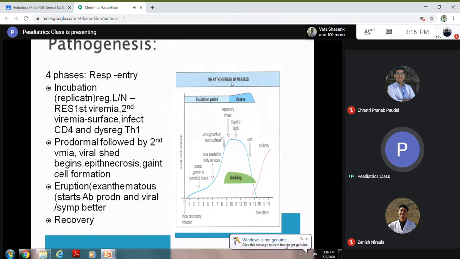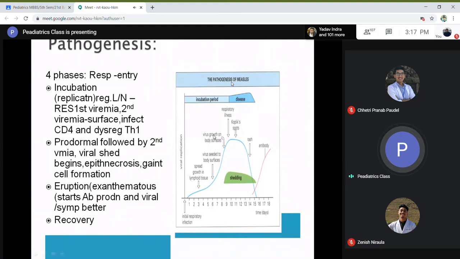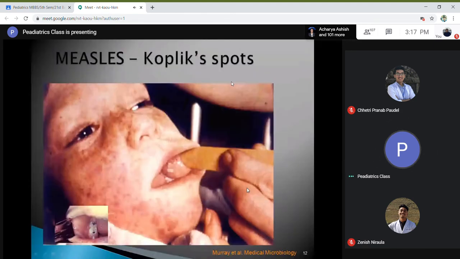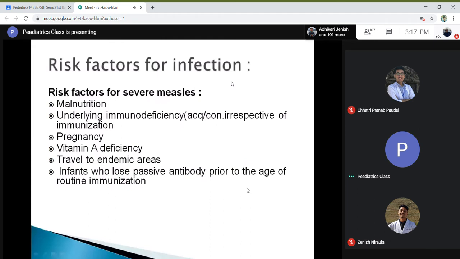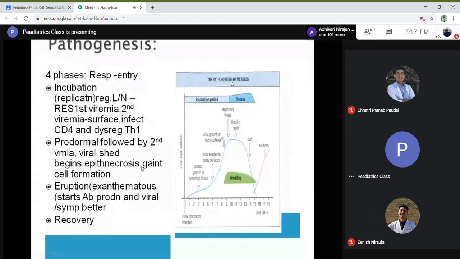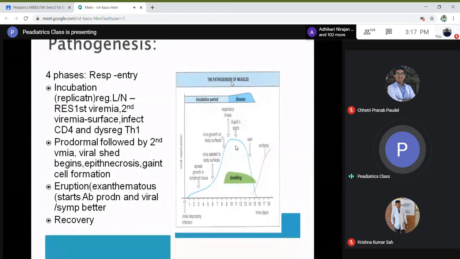Then followed by recovery. The graph also shows a little bit of lymphoid involvement, viral shedding for 6 to 7 days, and then again secondary virus growth in the body surfaces, and shedding comes to your respiratory system, with clinical signs like the cough, coryza, all this. Now the Koplik spots, I'm going to deal with later on. There are some Koplik spots, and then the rashes come on the third or fourth day, and that is all coming to the clinical section.